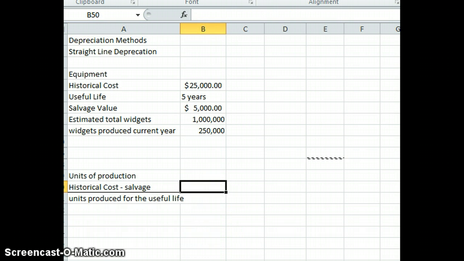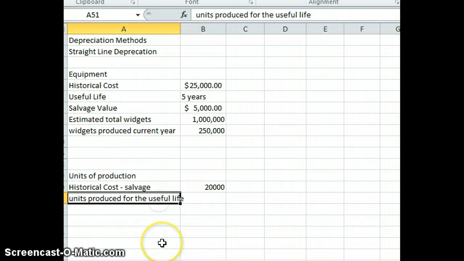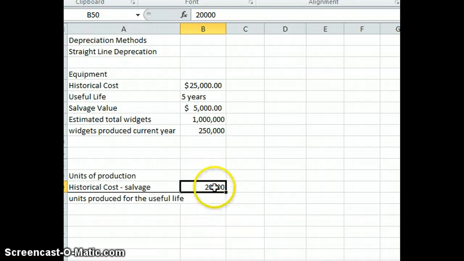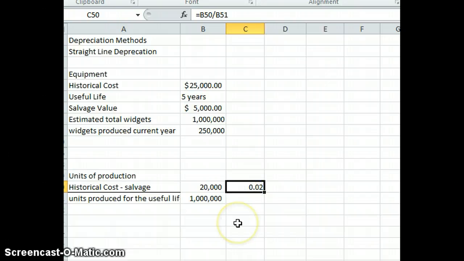So the first thing we want to do is take historical cost minus salvage, which is 20,000. And then we want to divide it by the units that are produced for the useful life. So here we have estimated that we will produce 1 million widgets with our piece of equipment. So we will take 20,000, put some commas in here to make it easier for you to see, and we will divide it by 1 million. And so when I divide 20,000 by 1 million, we will say that we can depreciate 2 cents for every widget produced.